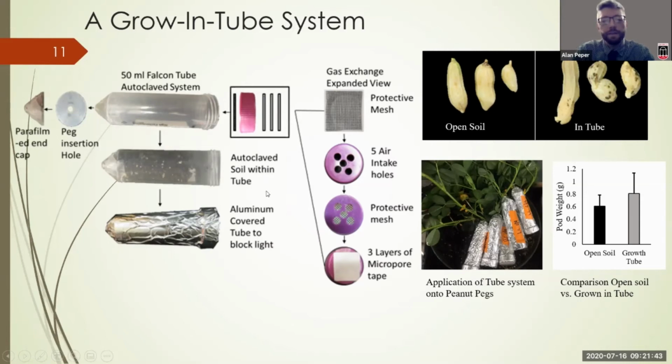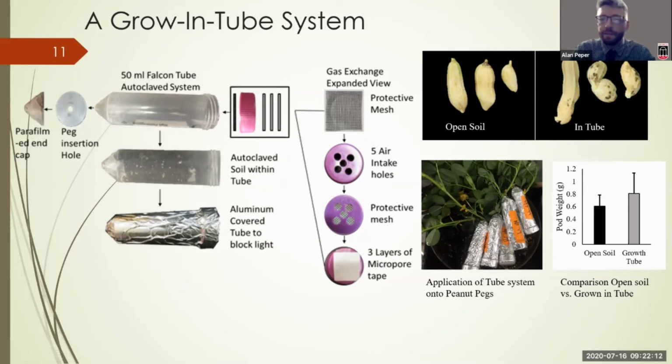Also, this whole unit can be autoclaved to provide sterilization and eliminate other foreign microbes. Over here we have some preliminary data. You can see in the open soil, meaning it grew in a pot, and then over here you can see in the tube. So there's definitely some distortion within the pod, and this is due to the compaction of the media inside the tube.